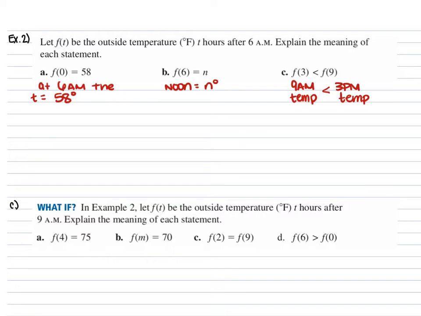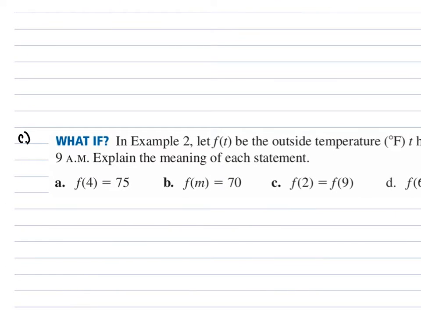Your next one for C tells you in example 2, let f of t be the outside temperature for the same exact thing, but now we're working with the starting temperature at 9 a.m. Explain the meaning of each statement. So for A, we have f of 4 is equal to 75. If f of 4 is 75, then that means that after the 4 hours from that 9 a.m., the temperature is at 75 degrees. So then 9 a.m., add the 4 to it. So that's 1 p.m. Our temperature is 75 degrees.